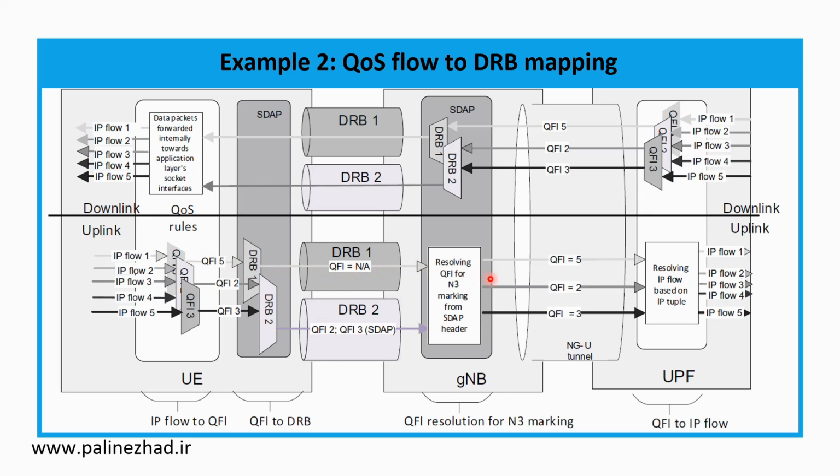And then they go on the entry interface NG-U tunnel, and this is the uplink direction. And UPF restores the IP flows, and now the UPF knows all the tables and QFIs. Let's go to the next slide.